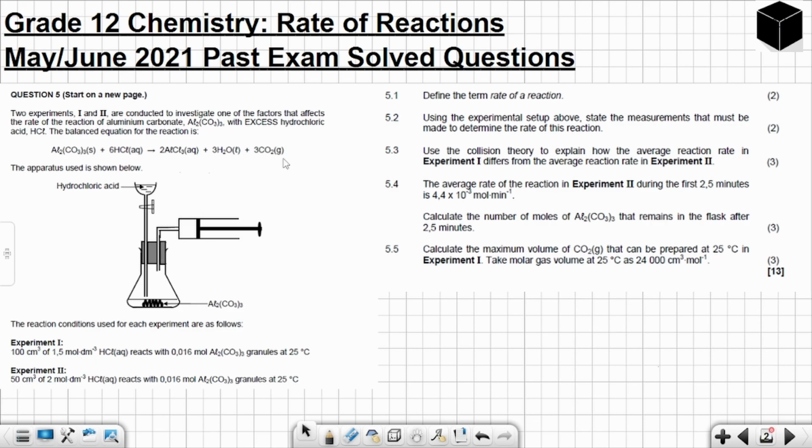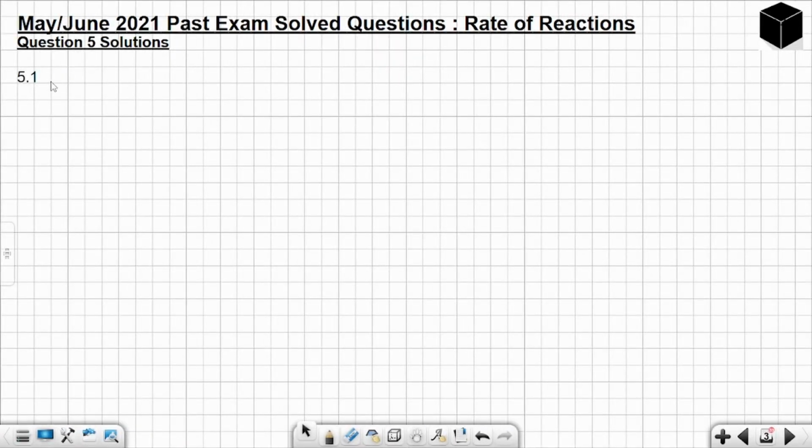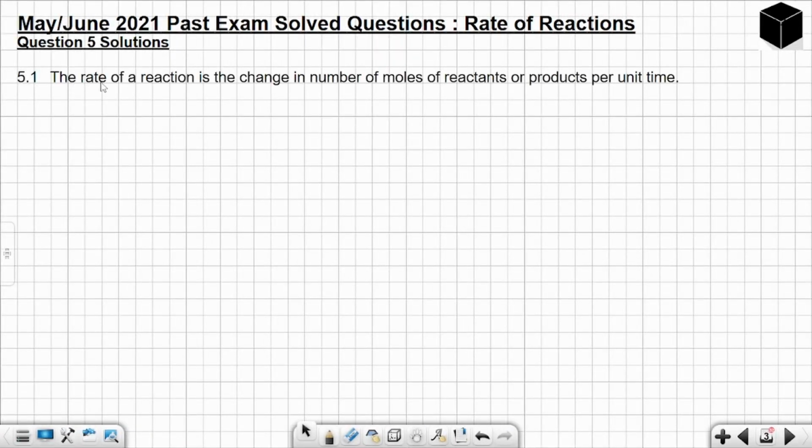Now let's answer the first question, 5.1. Define the term rate of reaction. What is the rate of reaction? The rate of a reaction is the change in number of moles of reactant or product per unit time. Okay, so this is the definition of rate of reaction.